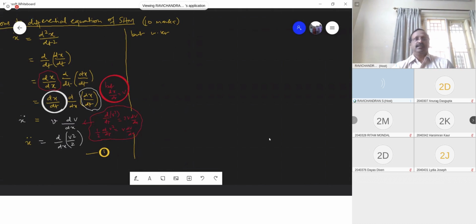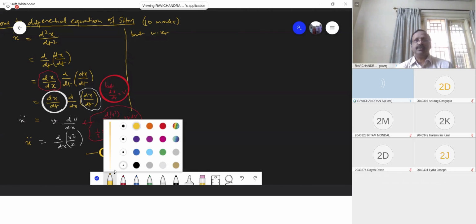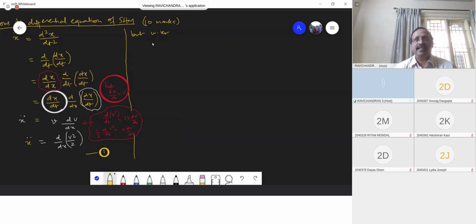Okay. The second part of it is, I go to the equation. We know that the general equation is what? x double dot plus omega square x is equal to 0. But x double dot is this equation. So I write here d by dx of v square by 2 plus omega square x is equal to 0.